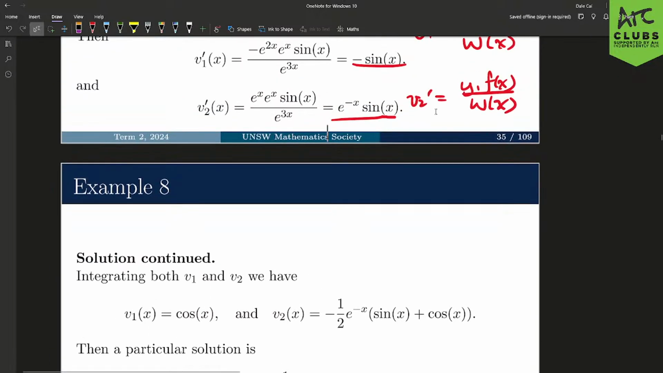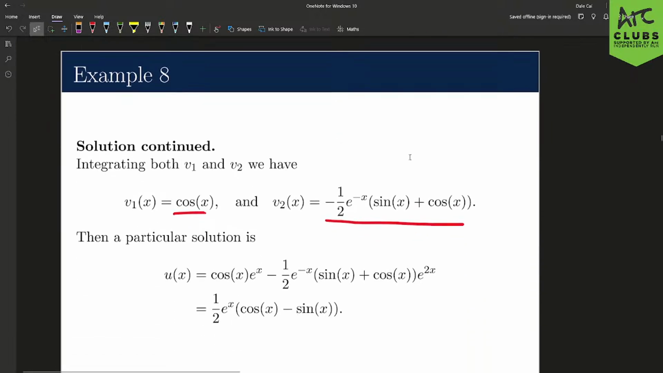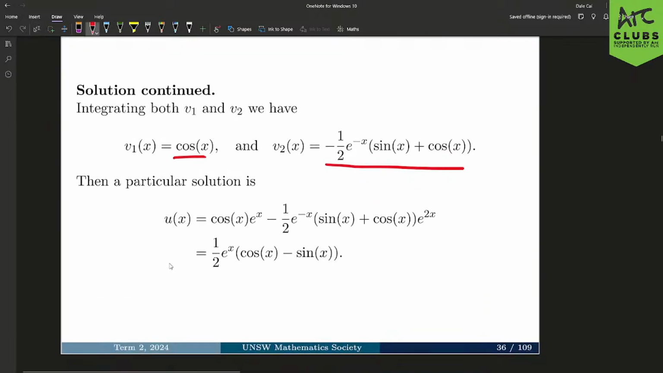If you integrate negative sine, you get cos. If you integrate this by parts, you'll get this. And then the particular solution is v1 u1 plus v2 u2, which simplifies down to this.